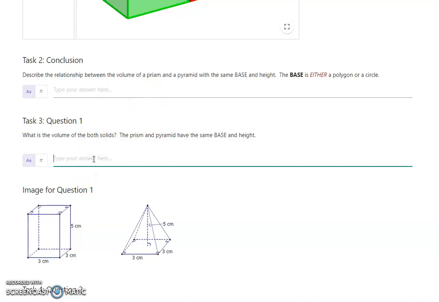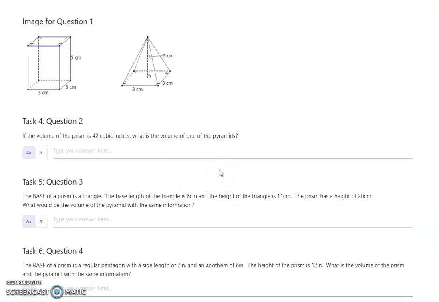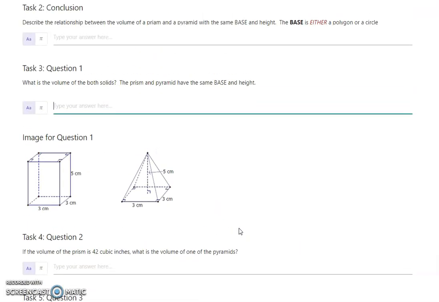Question 1 is asking you to find the volume of both of these solids, one being a prism, the second being a pyramid. You'll notice, look at the pictures, they both have the same base, a 3 by 3 square, and they both have the same height. So go ahead and write your conclusion, take a look at questions 1, 2, 3, and 4, work on those problems, and then when you're finished, come back to the video.